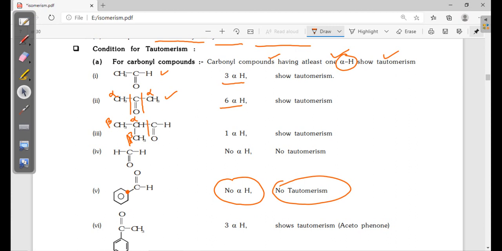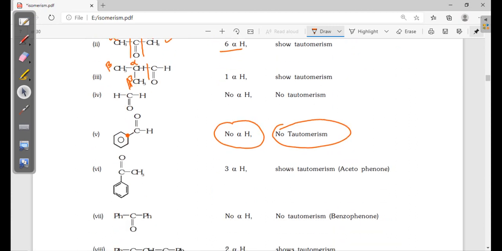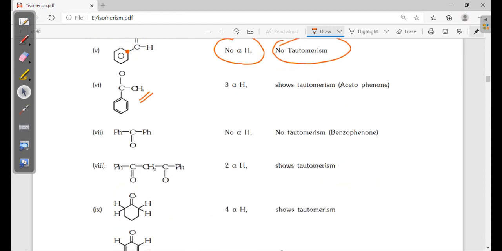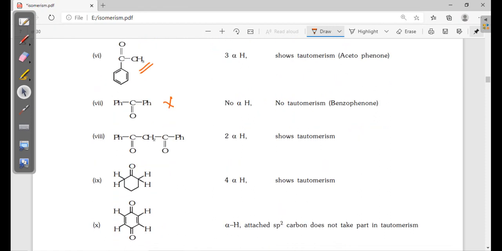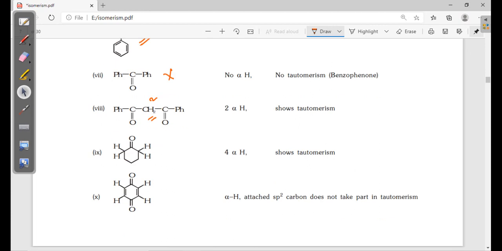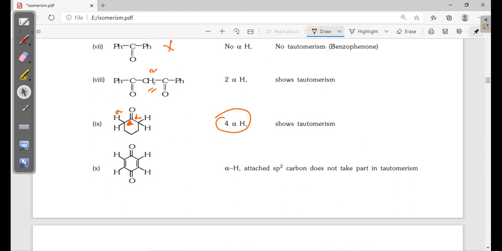Now here three hydrogens are there. Here no hydrogen. Here two hydrogens are there. Here this is the carbon, sorry, this is the carbon attached. The next carbon is the alpha carbon, and this is also an alpha carbon. So in total four alpha hydrogens are there.